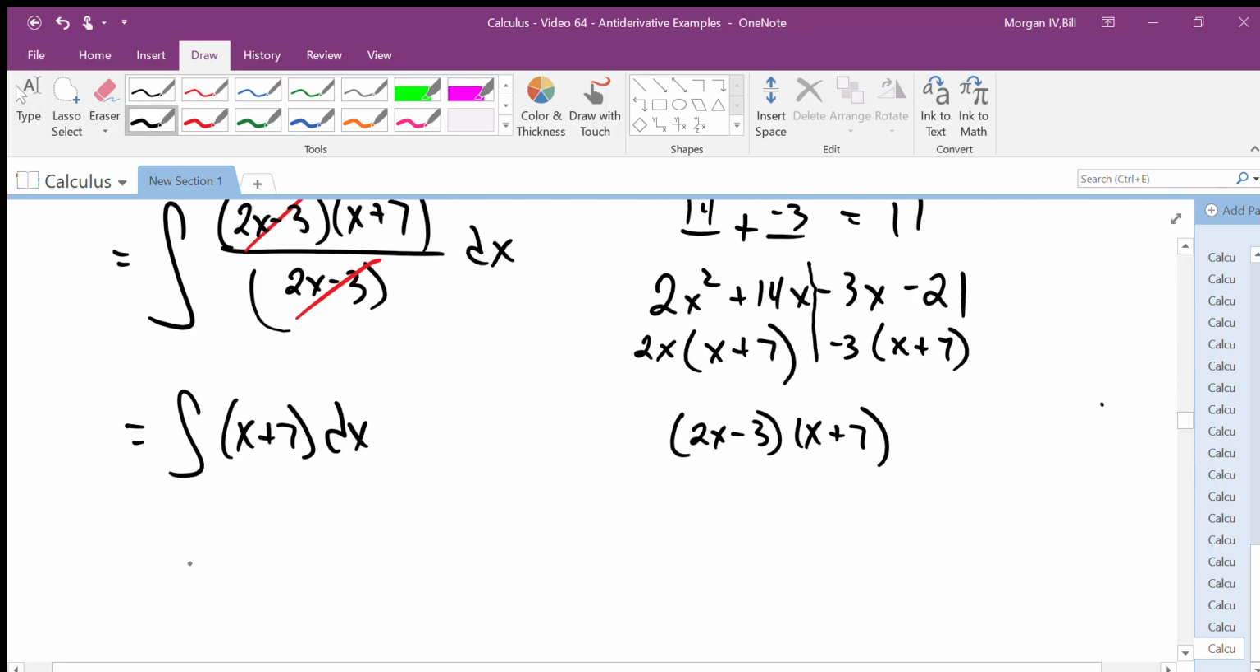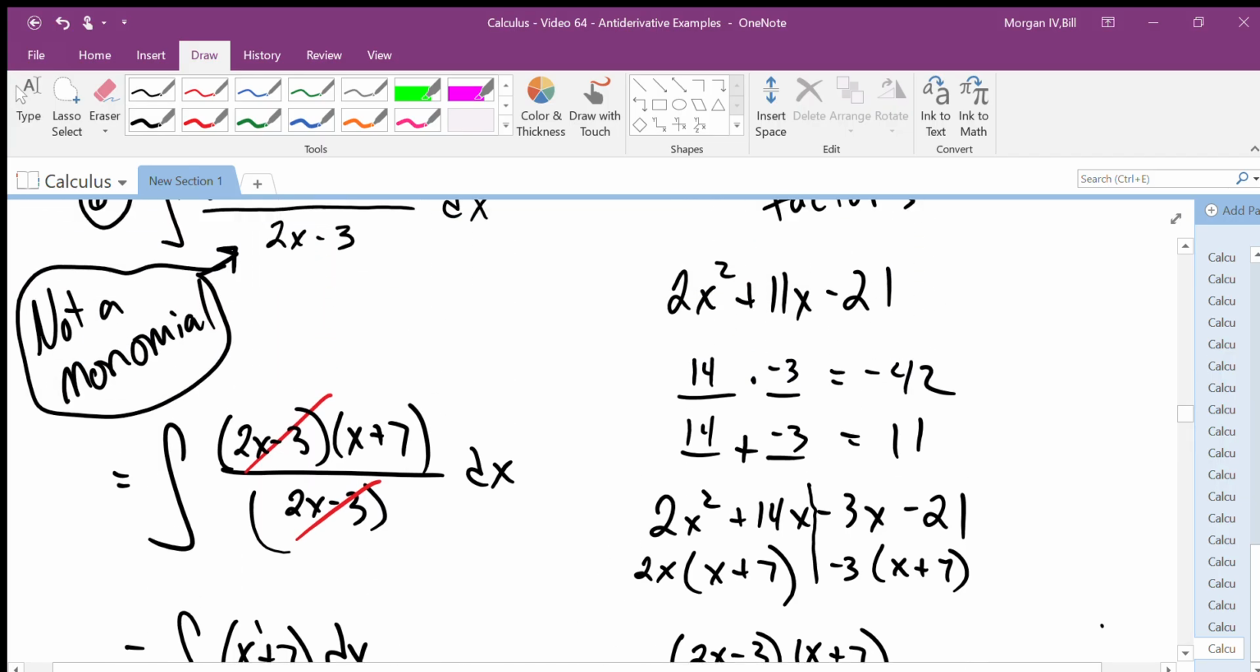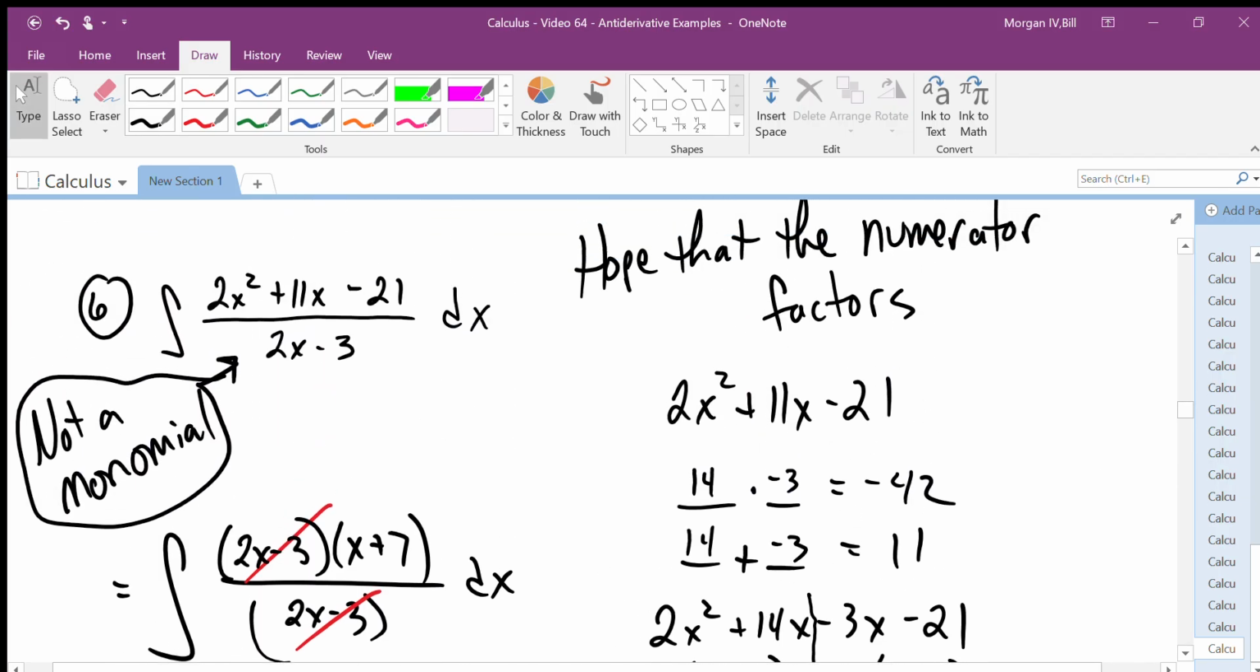We do the antiderivative. We add 1 to the exponent, so it was already x to the first, and now it's x squared, and divide by my new exponent 2. Plus 7x plus c, or 1/2 x squared plus 7x plus c. So if it's not a monomial, at least for right now, let's hope that numerator factors.